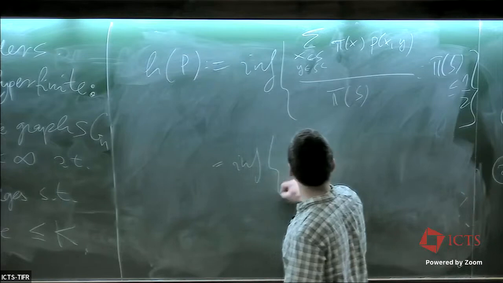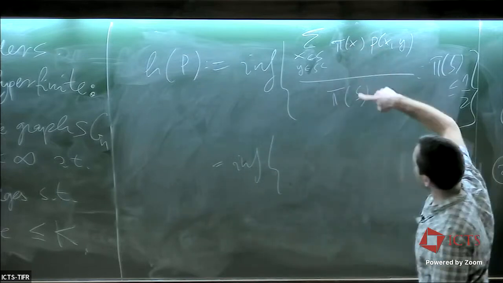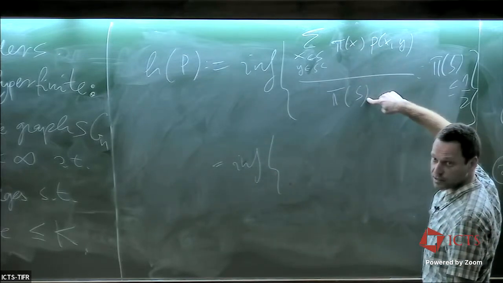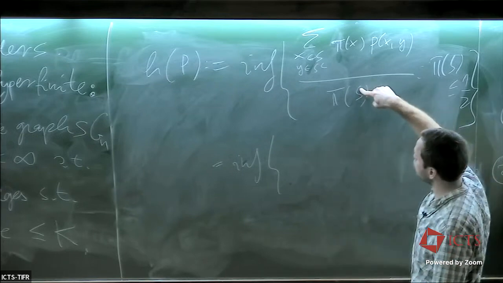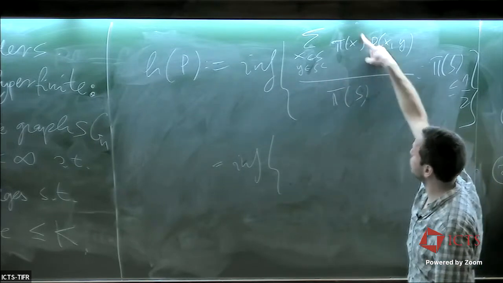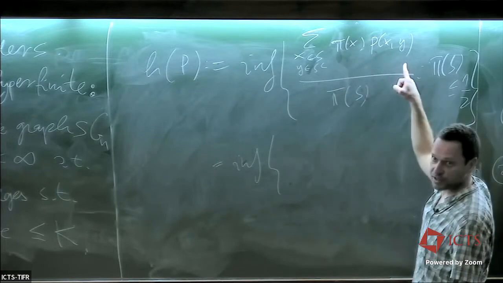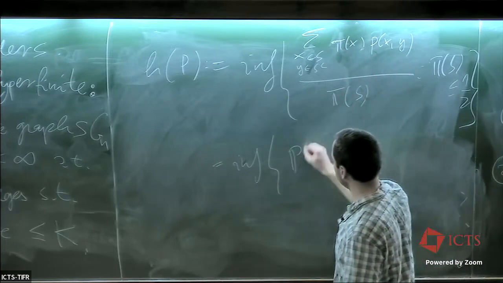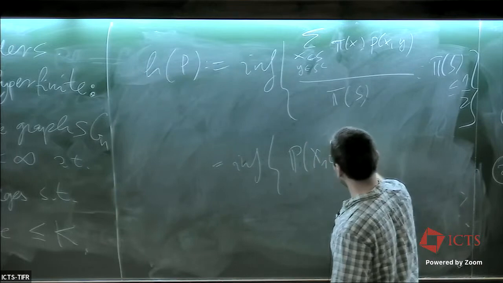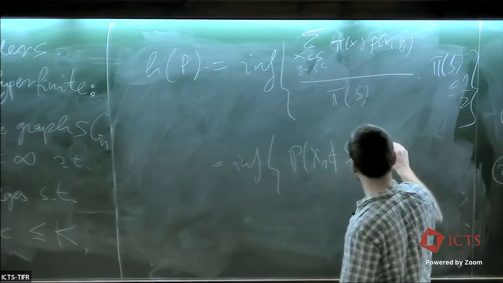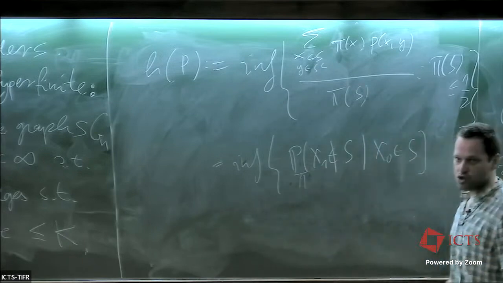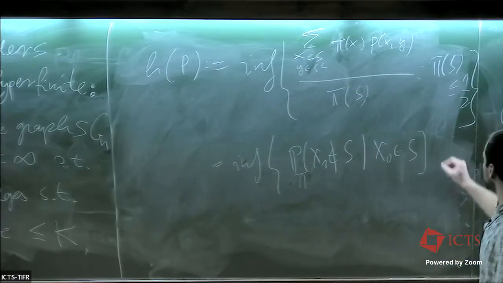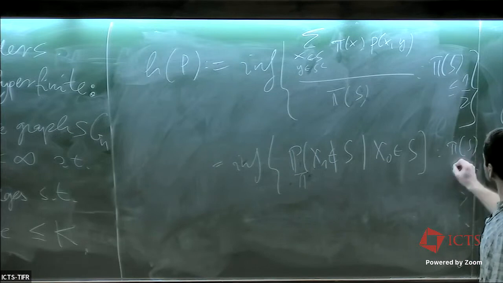The infimum of, so what is this? You know, pi x over pi s. So if you take from the stationary distribution, conditioned to be in S, then that's the distribution. And this is the probability that you are outside, right? So this is the probability that X1 is not in S, given that X0 is in S in the stationary chain. Also with pi S at most 1/2.